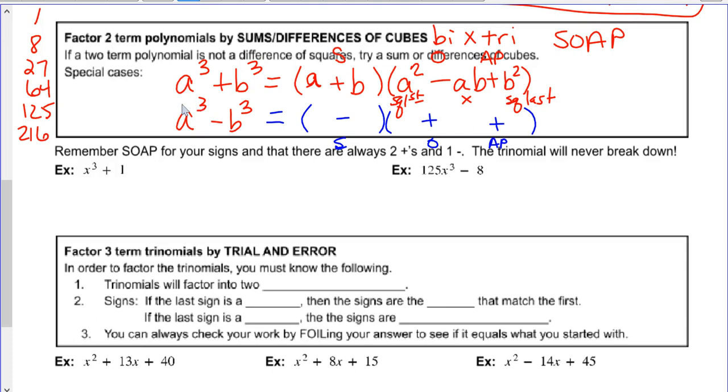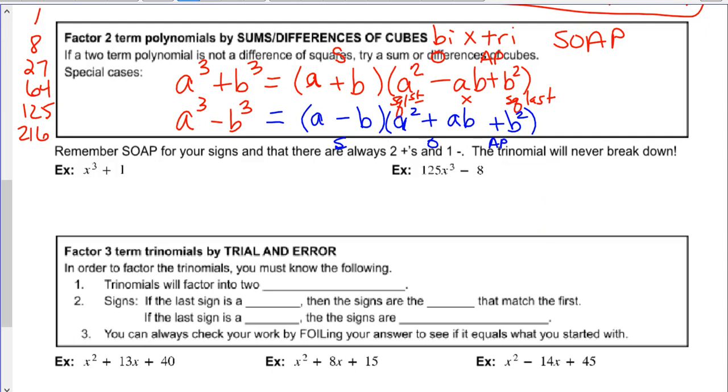What do I cube to get an a cubed? It's going to go out front. What do I cube to get a b cubed? It's going to go in the last term. And then we're going to do this pattern. I'm going to square the first as a squared. I'm going to multiply the two terms together to get ab, and then I'm going to square the last to become b squared. So again, a pattern that you really, really need to know.